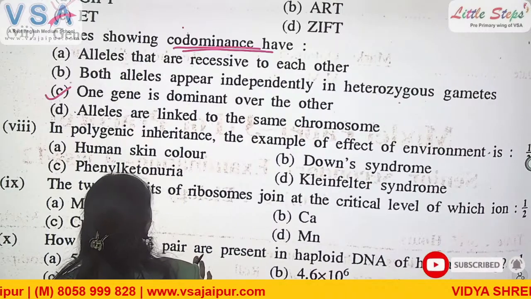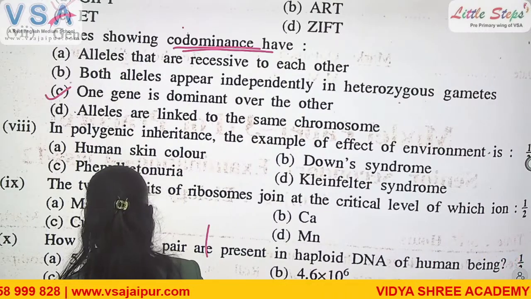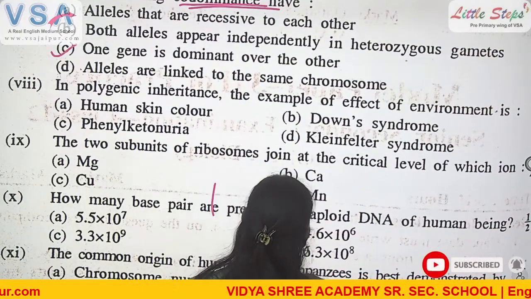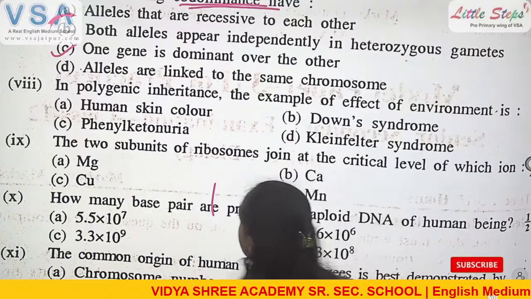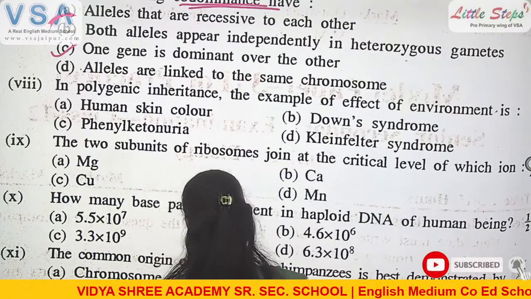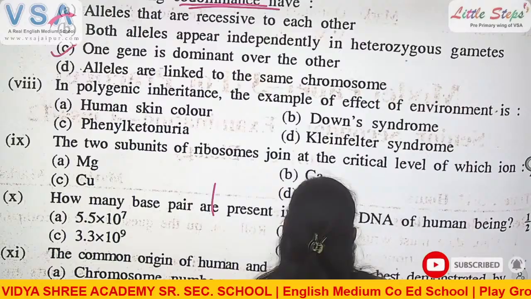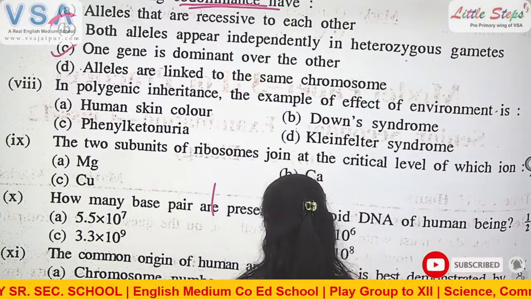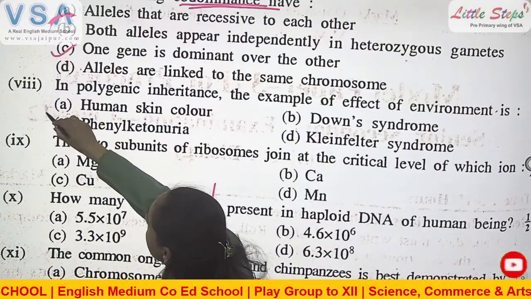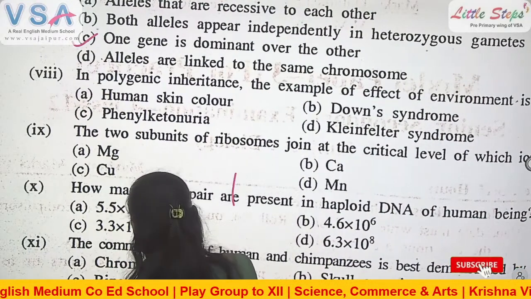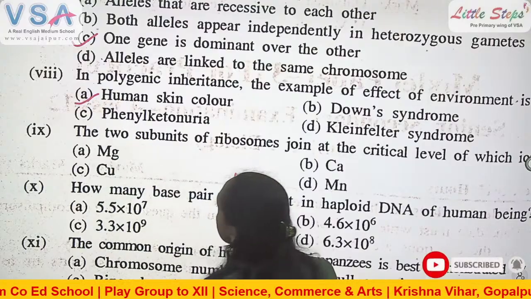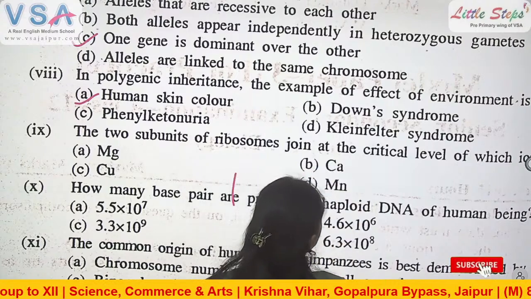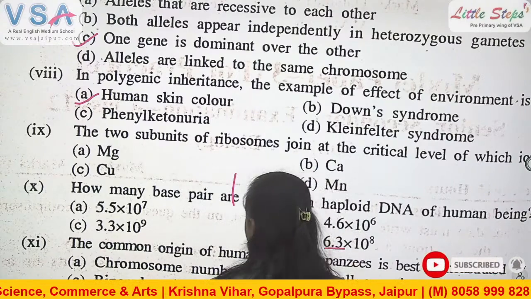Now the next is, in polygenic inheritance, the example of effect of environment is human skin color, Down syndrome, phenylketonuria, या फिर Klinefelter syndrome. So what is the answer? This is the option A. Human skin color.